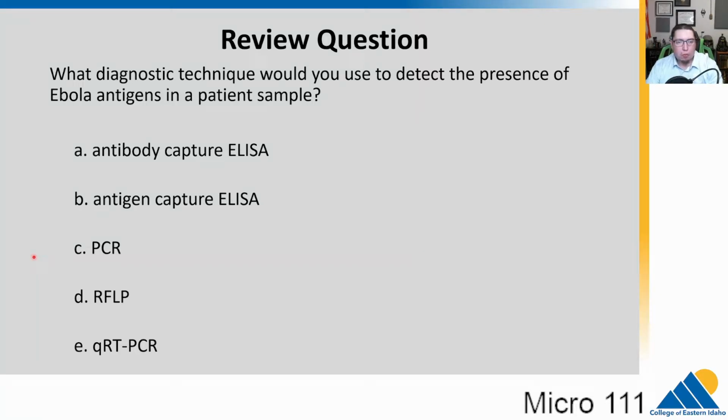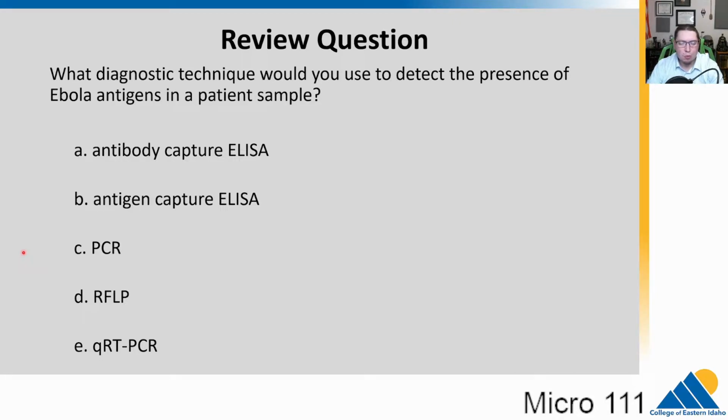Okay, let's start with a review question before we finish up here. What diagnostic test would you use to detect the presence of Ebola antigens in a patient sample? Is it A, an antibody capture ELISA, B, an antigen capture ELISA, C, PCR, D, RIFLIP, or E, QRT-PCR? Go ahead and pause the video.